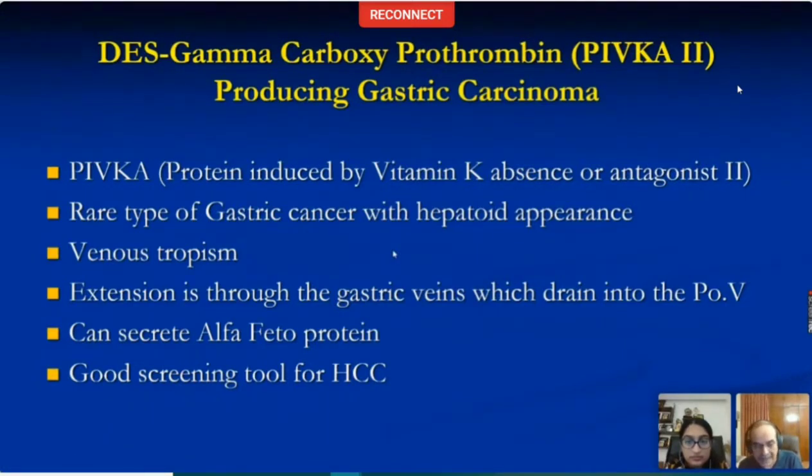What is the left gastric vein also known as? Coronary vein. Yes, absolutely. So the right gastric vein as well as the left, which is also known as the coronary vein, drain either into the main portal vein or sometimes into the left portal vein. The coronary vein drains into the left branch of the portal vein. Okay? So this is the route by which this tumor spreads.